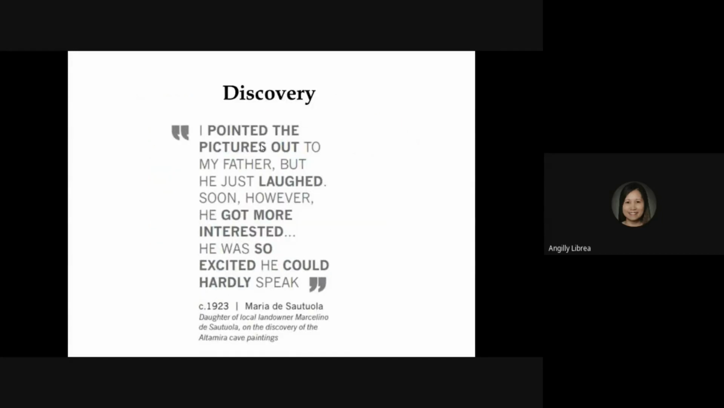To quote Maria de Sautuola, daughter of local landowner Marcelino de Sautuola, on the discovery of Altamira cave painting, she said, "I pointed the pictures out to my father, but he just laughed. Soon, however, he got more interested. He was so excited he could hardly speak."